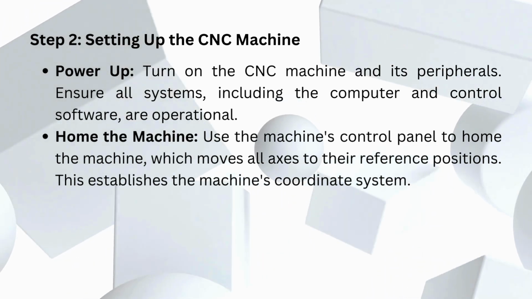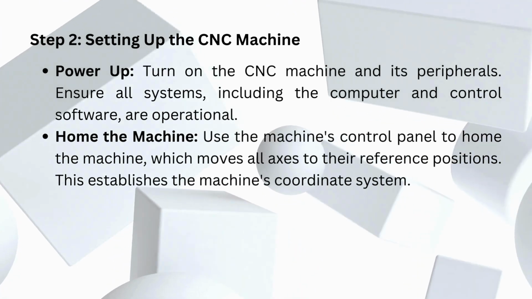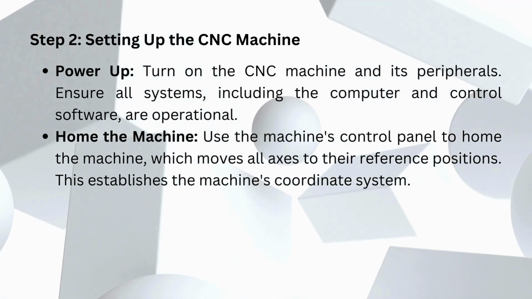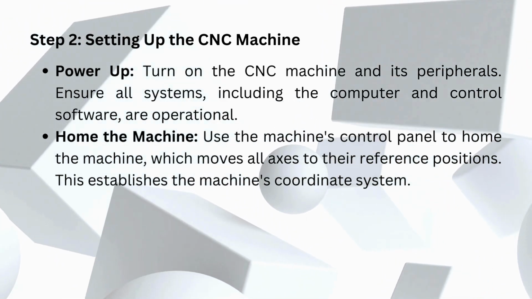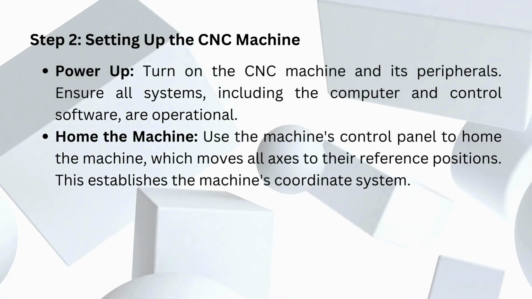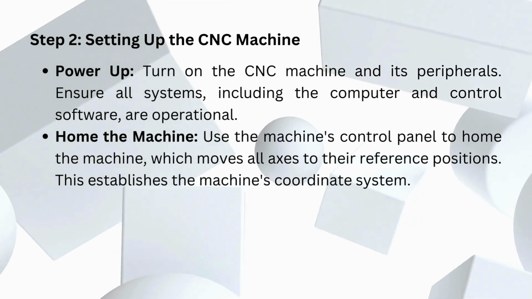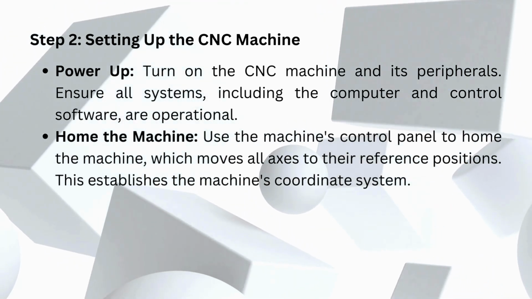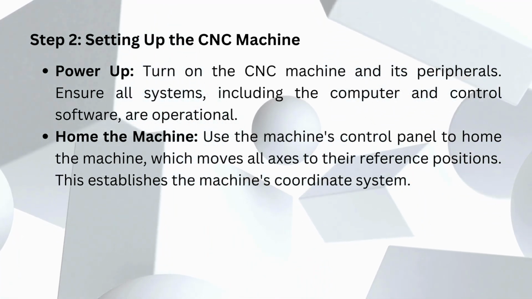Step 2. Setting up the CNC machine. Power up. Turn on the CNC machine and its peripherals. Ensure all systems, including the computer and control software, are operational. Home the machine. Use the machine's control panel to home the machine, which moves all axes to their reference positions. This establishes the machine's coordinate system.